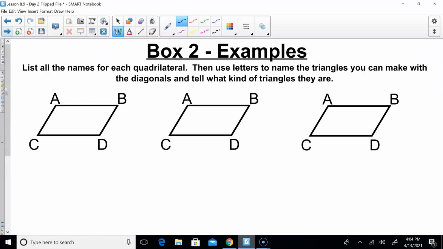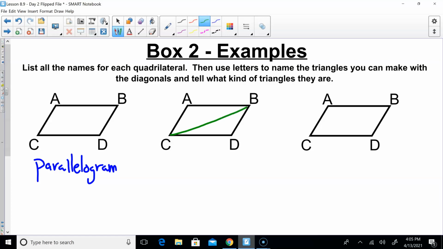List the names for this quadrilateral. The first thing that pops in my head is a parallelogram. And then I can go further down the list. Is it a rhombus? No, the sides aren't equal. Is it a rectangle? Nope, there are no right angles, so it can't be any further than a good old-fashioned parallelogram. So what we're going to do is divide this in half one way.